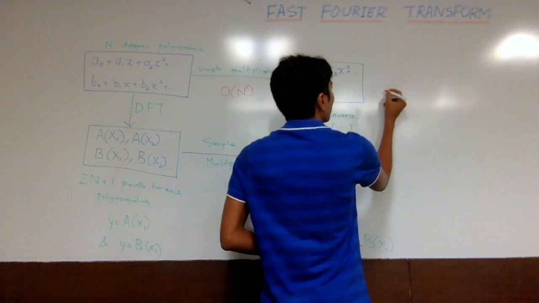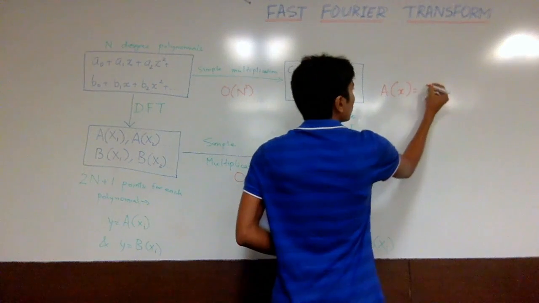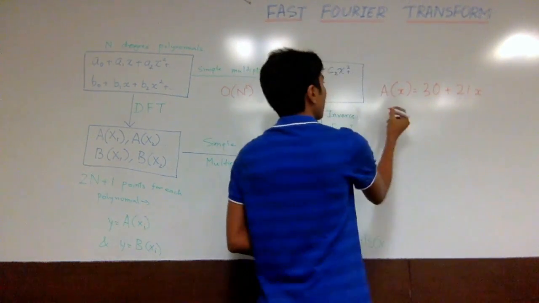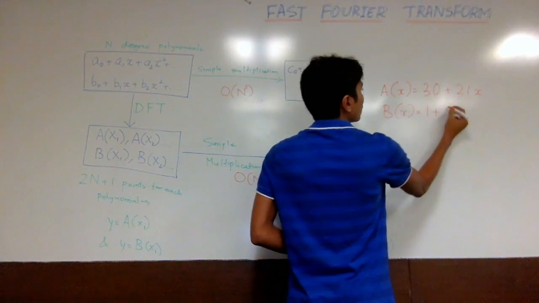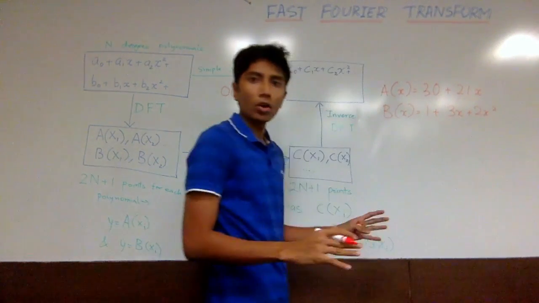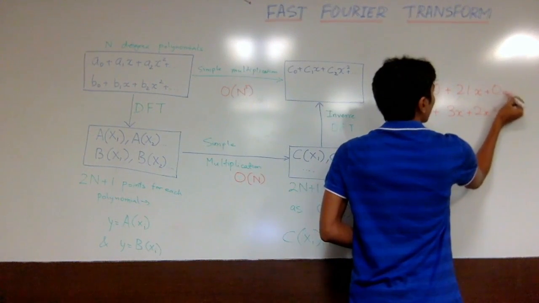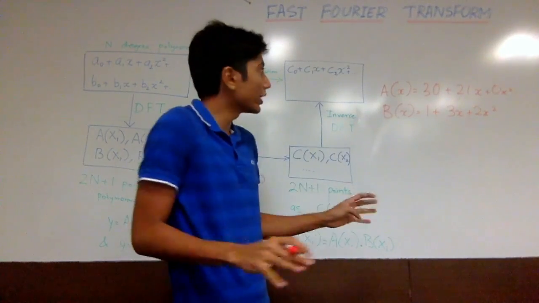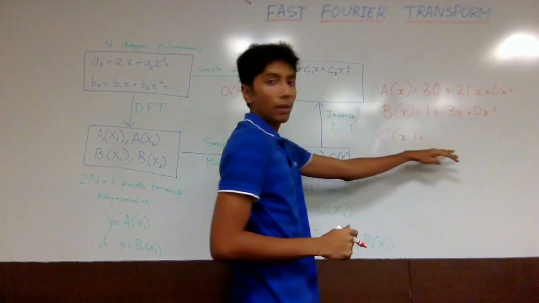Let's say you have a of x equal to 30 plus 21x and b of x is equal to 1 plus 3x plus 2x square. Alright, so essentially what you have is a also as 0x square over here. Okay, two polynomials which you need to multiply. C of x will come up in the end.